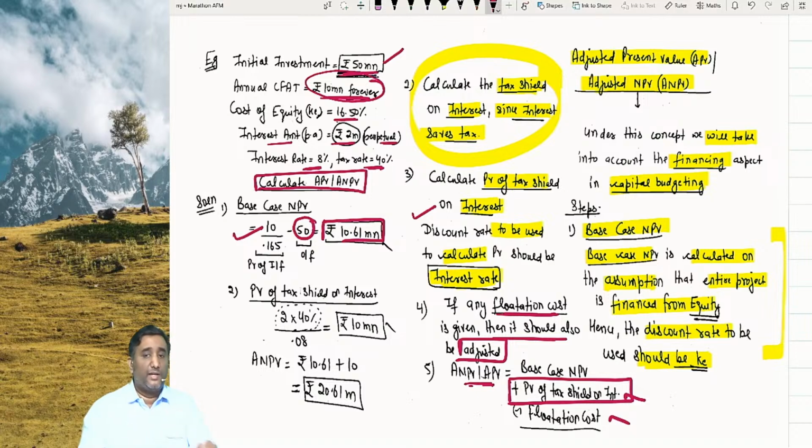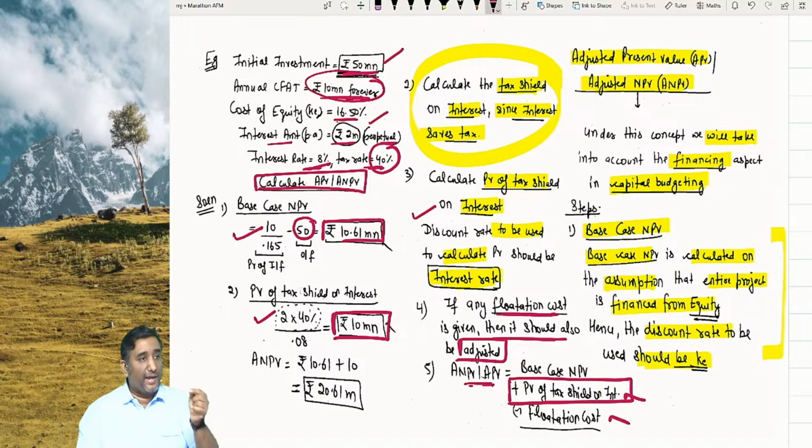My project is viable. Now I'm seeing with the debt financing what can happen. How much is my interest amount every year? 2 million. When I debit it to my income statement, it will save tax of what? 40%. How much every year saving? 2 into 40 is my tax saving. How much does it come? 0.8. Divide by the interest rate. This is my perpetual tax saving.